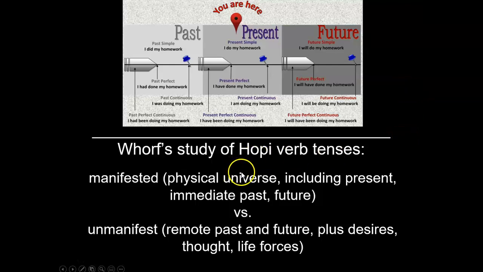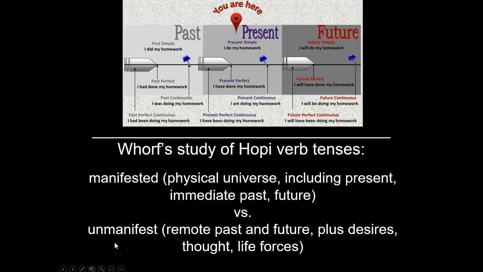Whorf, as you read, studied the Hopi language, and what he found is that Hopi verb tenses are not organized like this. They don't have the same relationship to time. Instead of this kind of past, present, future schema, what Whorf found is that the Hopi language distinguished between basically two categories. There were two kinds of verb tenses, and he called them manifested, and those included verbs that referred to the present, past, and future, as well as the physical universe.